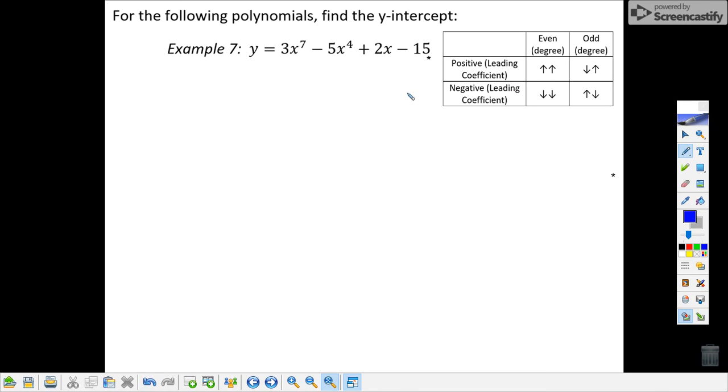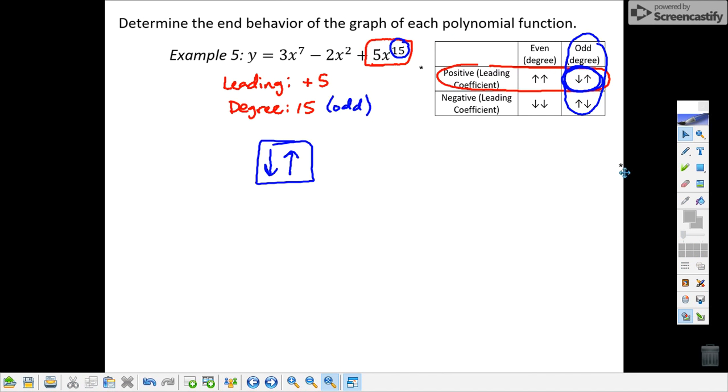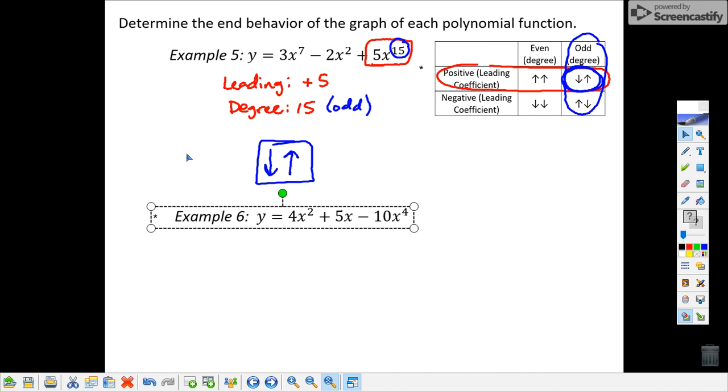So same idea with this problem. We're looking for the term that has the highest exponent. Actually, nope, that's not the one I wanted. Oh, this is the finding a y-intercept. I messed up. Here we go. It's right here that I was looking for. I still want to do end behavior. Sorry about that little goof.